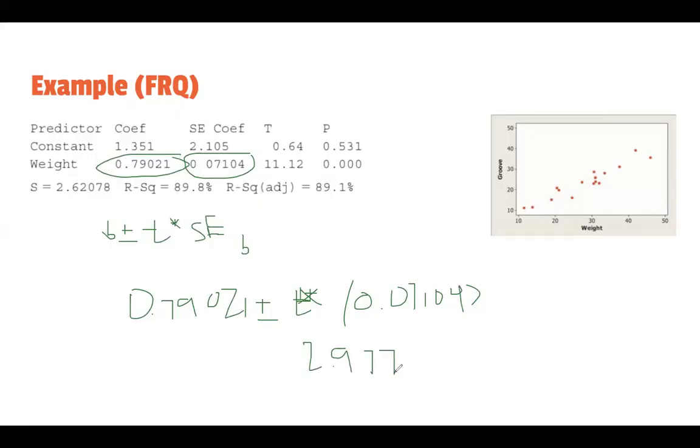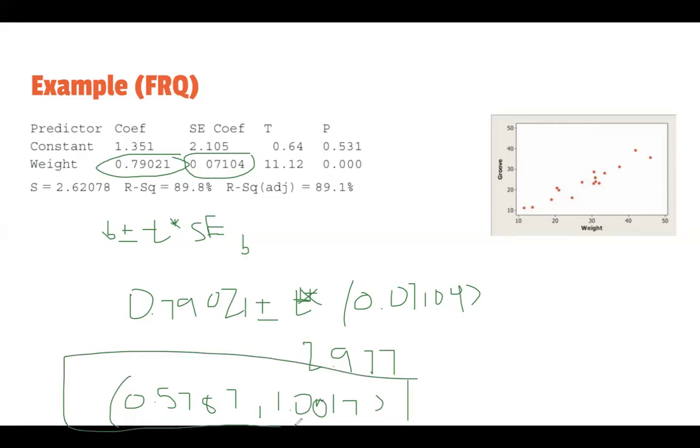And now you just plug all this in. 0.79021 minus 2.977 times 0.07104. And that's the formula, right? And we have 0.5787. And then you have to do the same thing, but with plus instead of minus. So you can just copy the output from that and just do plus instead of minus, and you get 1.0017. So that's our confidence interval, and you can go ahead and box that.